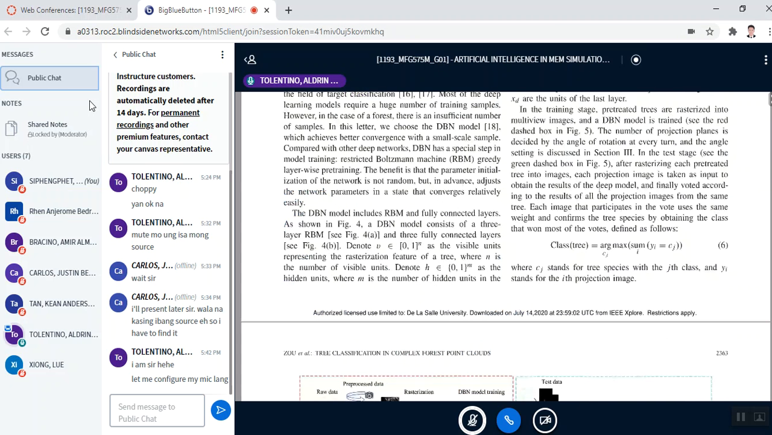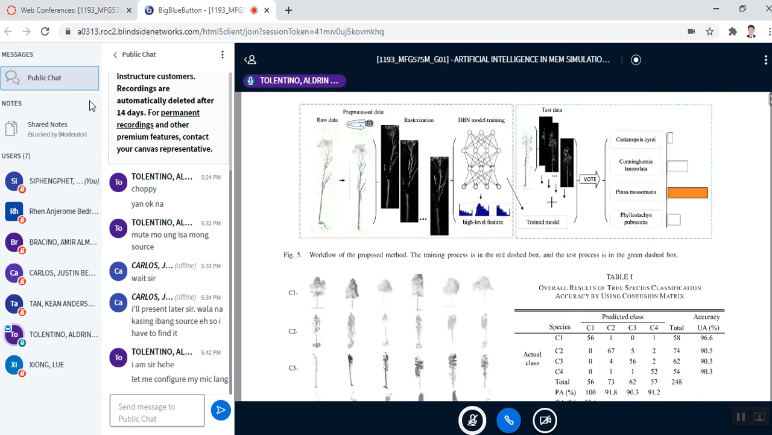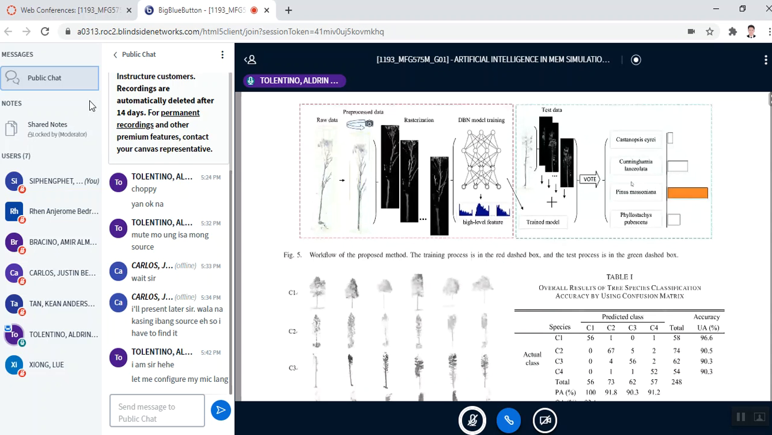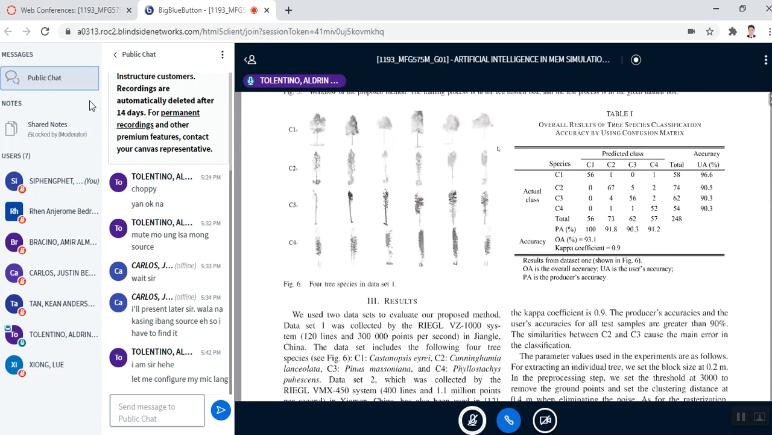Aside from that, here are the equations that they used, and then moving on to the experimental setup that they did. So again, here is a summary of their methodology. They gathered the data and did the rasterization, then the model training, then the testing. So in the deep learning, those are basically the two phases. They train the model with the data, and then they test the accuracy by letting the model predict what kind of tree the test data is.